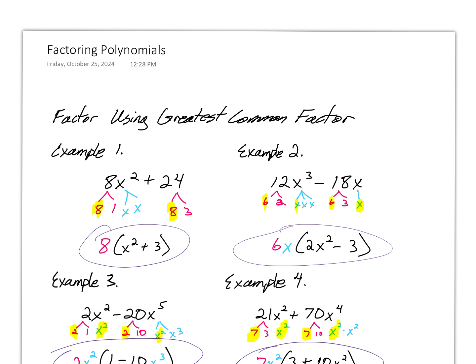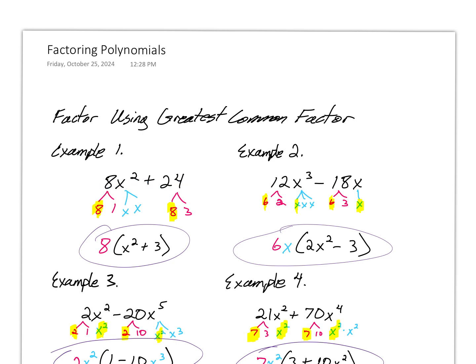Okay, in this video lesson, I'm going to go over factoring polynomials. Now, polynomial is just a term. It describes a mathematical expression that includes coefficients and variables as well as exponents, in any number of terms that are separated by addition or subtraction. So you can see here, in example 1, we have this polynomial 8x squared plus 24.